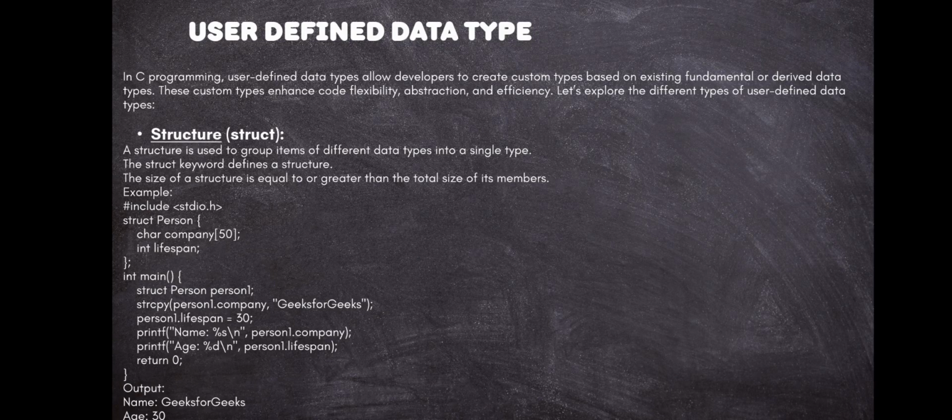We can see the example program of it where we use the keyword struct for a person who works in a specified company, and the integer values are holding the lifespan of it. Now we can see it is holding different data types, including the integer data type and the character.